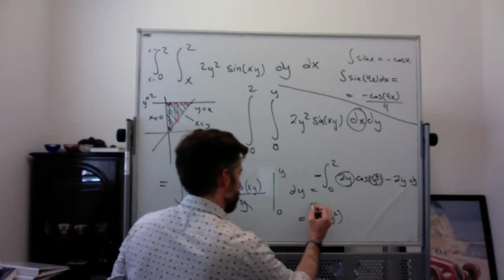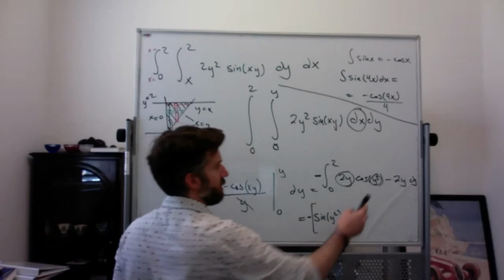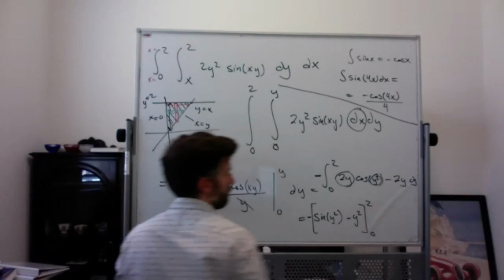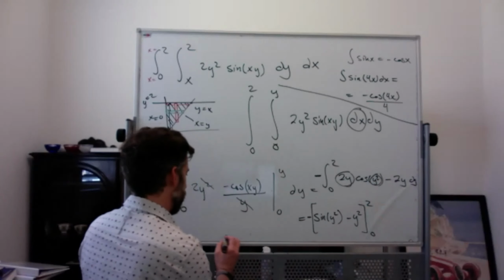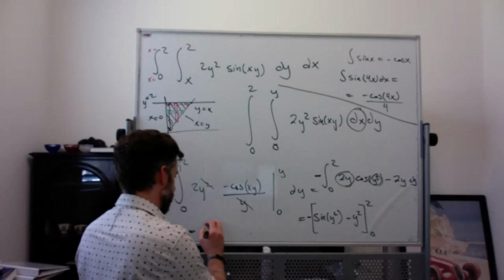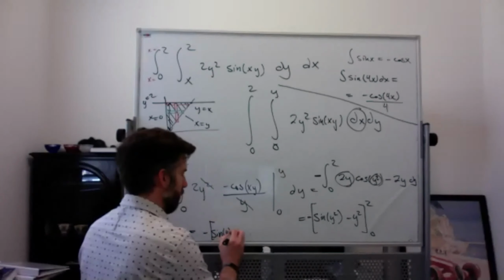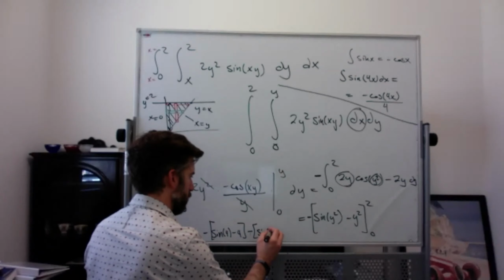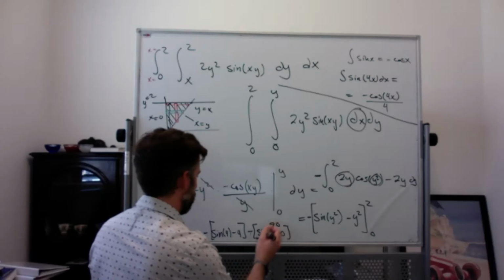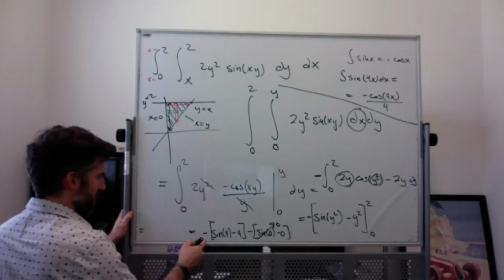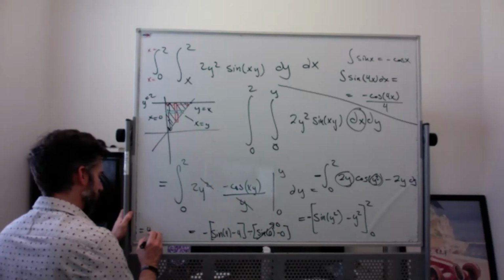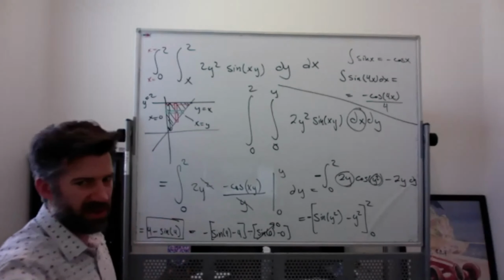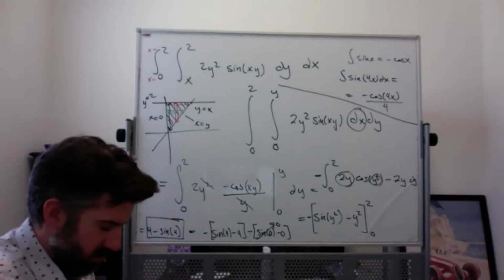And then I've got this minus sign still in front. And then the antiderivative of 2y is just y squared. So I end up with negative sine of 4 minus 4 minus sine of 0 minus 0, which is 0 over here. So my answer ends up being negative sine of 4 plus 4, or I would write it as 4 minus sine of 4. Which isn't a very nice looking answer because sine of 4 is weird, but it is an answer.